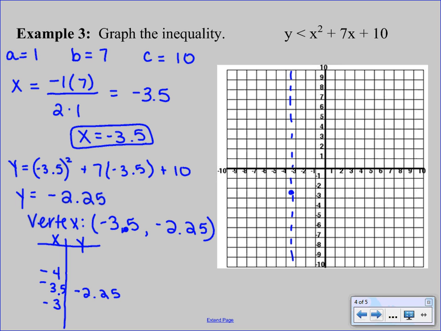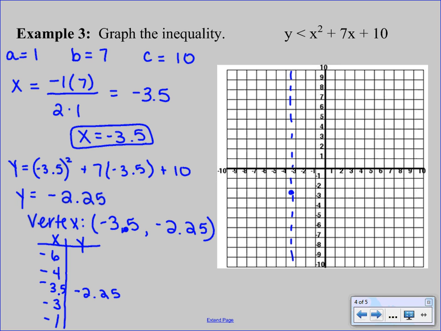But then because these are so close together on the graph and I want to make sure that I get a nice picture and get a full U, I'm going to go a little bit further away. So instead of going up by 1s like we normally do, I'm actually going to go by 2s. So I'm going to go out to -6 and then -1.